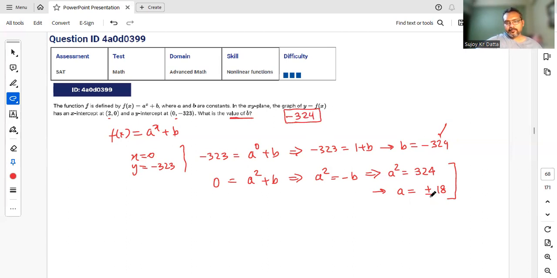Also, one more point: in any exponential function a to the power x, this a cannot be negative, because then the function has no sense. When you have fractional values of x, this will sometimes return imaginary values if a is negative. So even though you get plus or minus 18, you discard the negative sign and have a equals 18 only. But that's beside the point. We already have our answer: b is minus 324. Let's go to the next one.